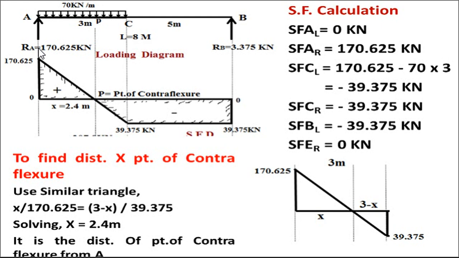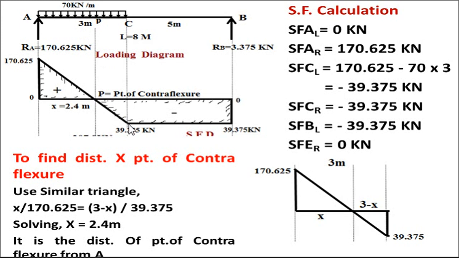कहाँ से माइनस करना है? रिएक्शन 170.625 है, उसमें से माइनस क्या करना है? 70 into 3 up to which point? If you are taking total span 3 up to C point, means whenever you will reach to point C, from RA you should deduct 70 into 3, then you will reach to this particular point.